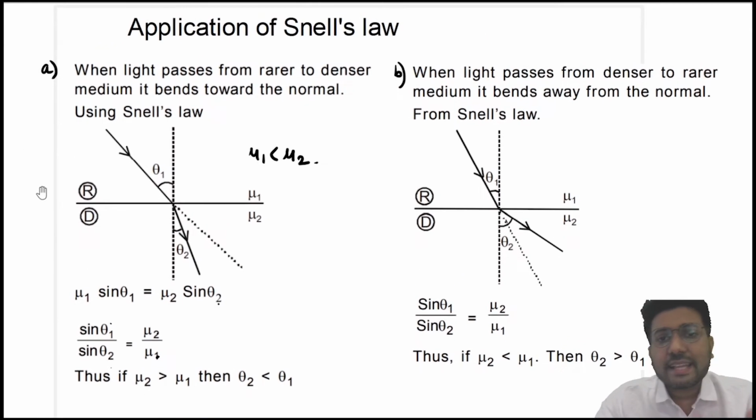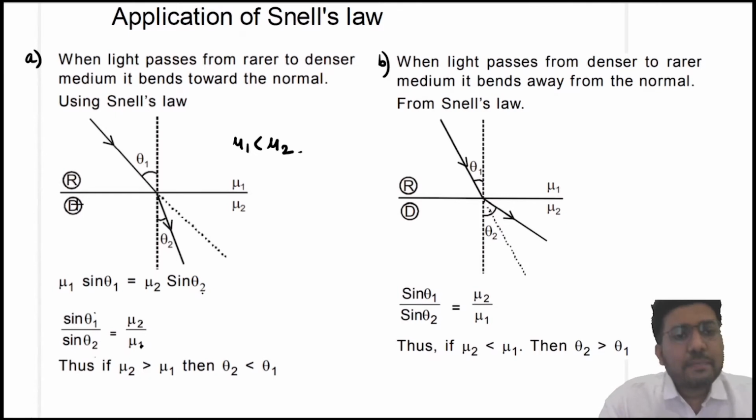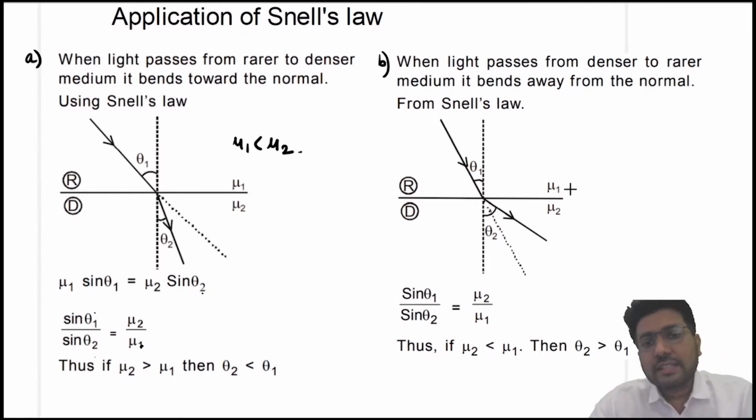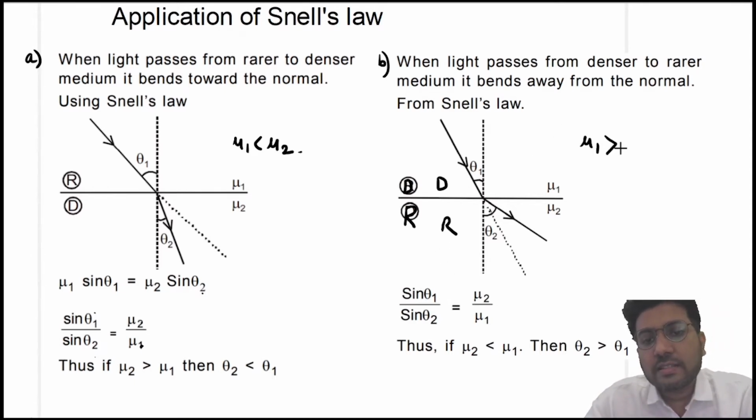Then comes the second case, when light is traveling from a denser medium to a rarer medium. In this case, this is the denser medium and this is the rarer medium. So this is a mistake here: this is the denser medium and this is the rarer medium. So in this case, light is traveling from the denser medium to the rarer medium. That means in this case, you will say that mu1 is greater than mu2, or mu2 is less than mu1.